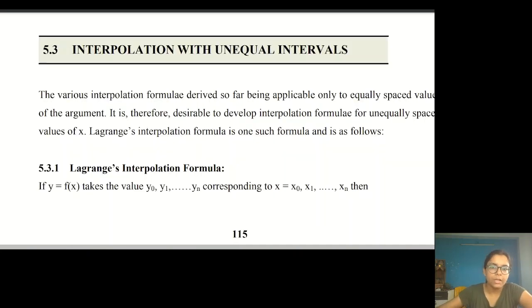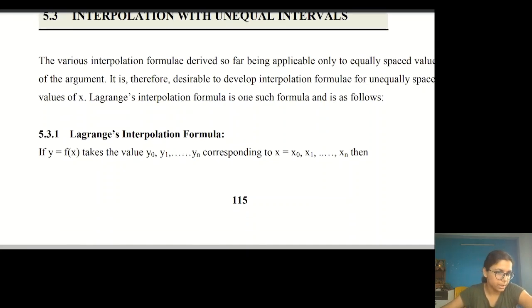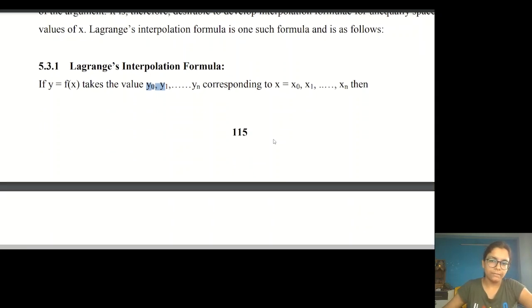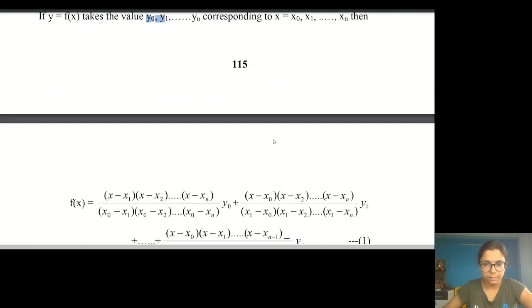And so, with this, Lagrange's interpolation formula. The various interpolation formulas derived so far, the previous interpolation formulas, were only applicable to equally spaced values. Now we have Lagrange's interpolation and divided difference to help us with the unequal intervals. Here also we take a function like y is equal to f(x), and take the values of y0, y1, corresponding to every x equal to x0, x1, xn.